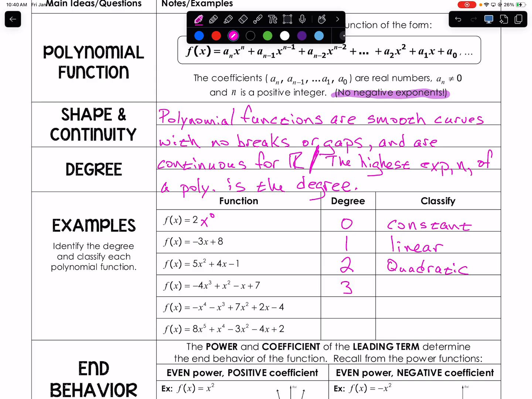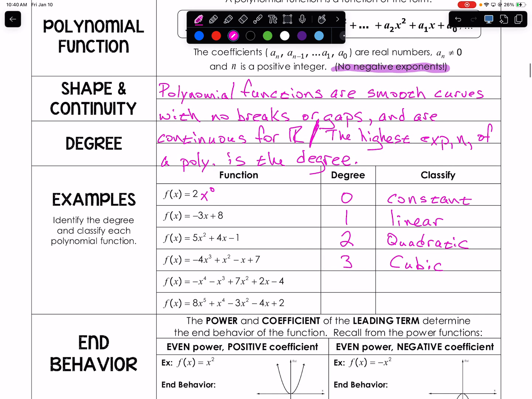Degree 3 is called what? I think somebody said it. Sometimes you guys say it so quietly, it's hard. Cubic. I think of a cube, right? Like a cube has 3 dimensions. That's why it's cubic. If that helps you, it helps you. If it doesn't, then oh well. I tried. 4 is called what? Quartic. I think of 4 quarters in a dollar to remember quartic.